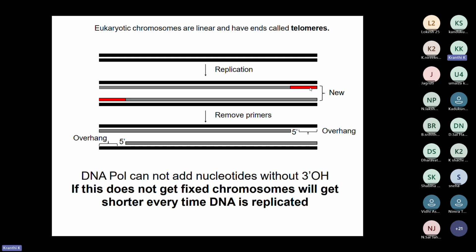So these endings may not contain the 3' OH regions. When there is no 3' OH, the complementary strand will not form. That means the DNA synthesis goes only up to here, and from here to here on the other side. So we got the replication of the DNA, but not the full length; we are missing the telomere part. In the next division, it again won't produce a little bit of the end, so after 4 or 5 divisions the size of the DNA will be reduced. Got it? DNA polymerase cannot add nucleotides without the 3' OH. If this is not fixed, chromosomes will get shorter every time DNA is replicated.